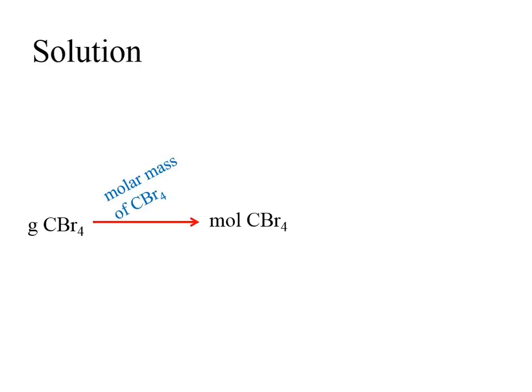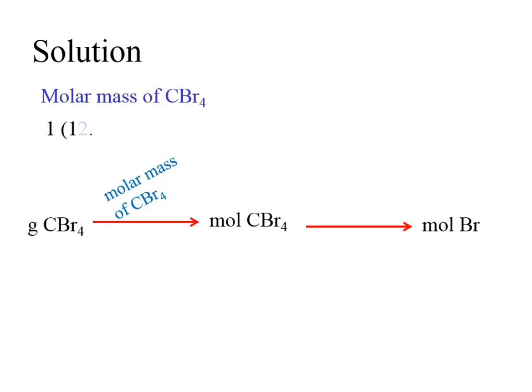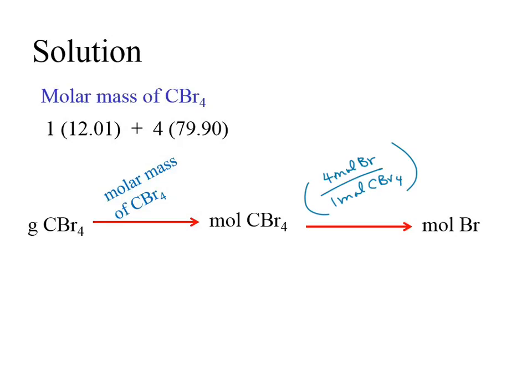But now once we have moles of CBr4, to get to moles of Br, we're going to use that ratio, 4 moles of Br for 1 mole of CBr4. It's missing my thing there. I'll write it in there. This one is 4 mole Br for 1 mole CBr4. And we're done.